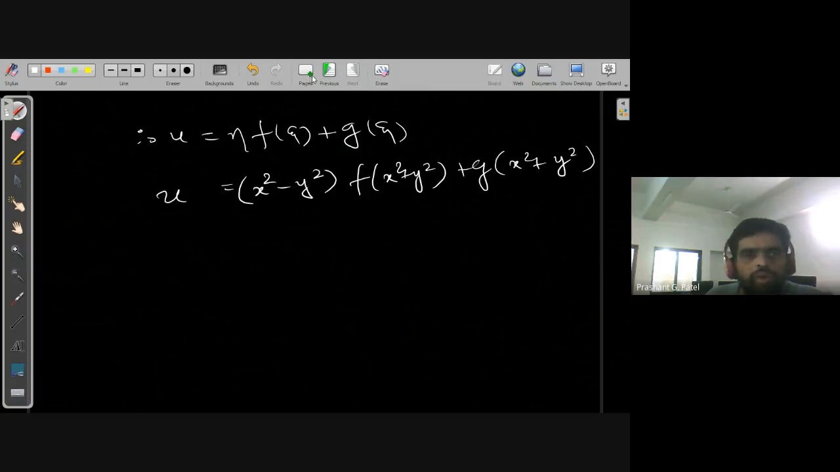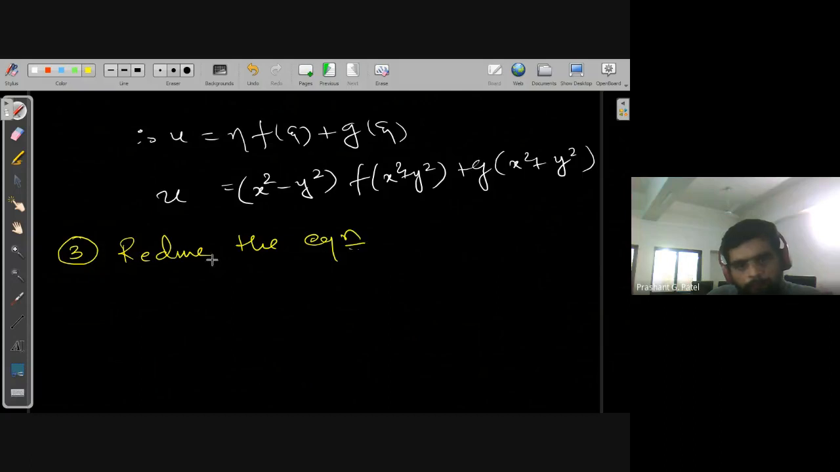Let us solve one more example, that is the third one. The question is: reduce the equation uxx plus x square uyy equal to 0 to canonical form.